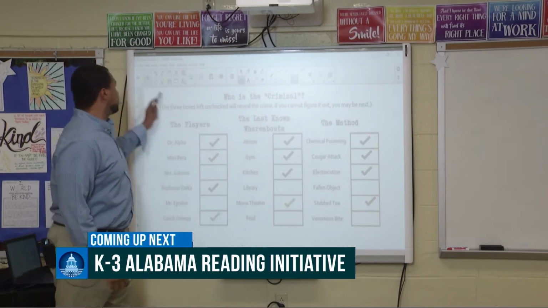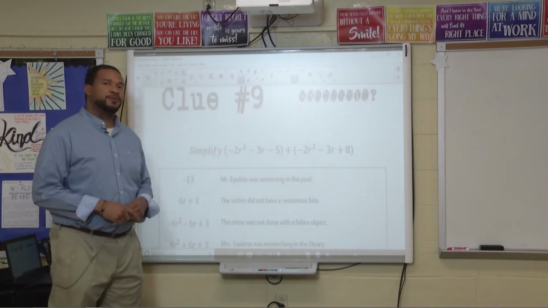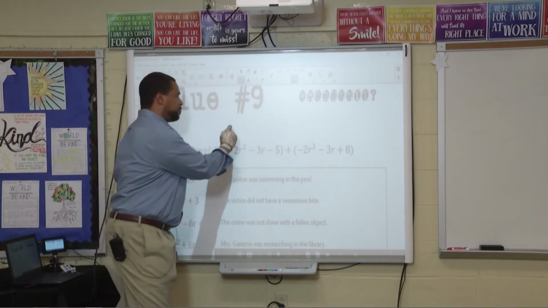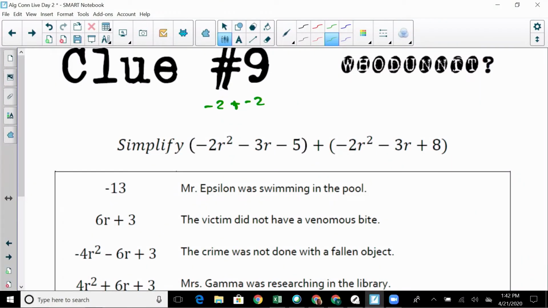So we can check that off our box. Coach Omega, theater. Our 9th clue, negative 2r squared plus negative 2r squared. So this is negative 2 plus negative 2. So this is negative 4r squared. Negative 3r plus negative 3r, negative 3 plus negative 3, negative 6r. Negative 5 plus 8, signs are different, so you subtract, keep the sign of the larger value. So negative 5 plus 8, 8 is the larger value, it's positive, so that is positive 3.